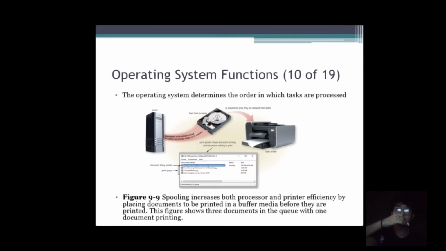Operating system functions 10 of 19. The operating system determines the order in which the tasks are processed. Here in figure 9-9, spooling increases both processor and printer efficiency by placing documents to be printed in a buffer media before they are printed. This figure shows 3 documents in the queue with 1 document printing.